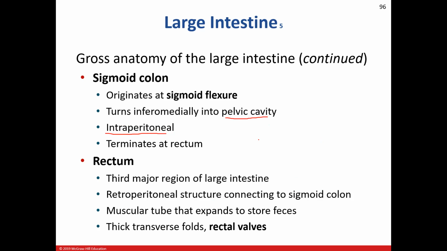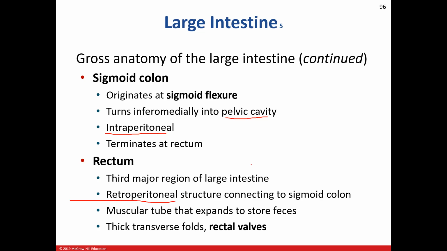And where the sigmoid colon ends at the rectum, the rectum is the final portion of our large intestine that is going to store feces before it is expelled from our body here, all right? And so the rectum is, again, retroperitoneal with our alternating pattern going on. And think of it as just a storage site loaded with muscles there to help facilitate the movement of feces through the anus and then eventually outside of the body.